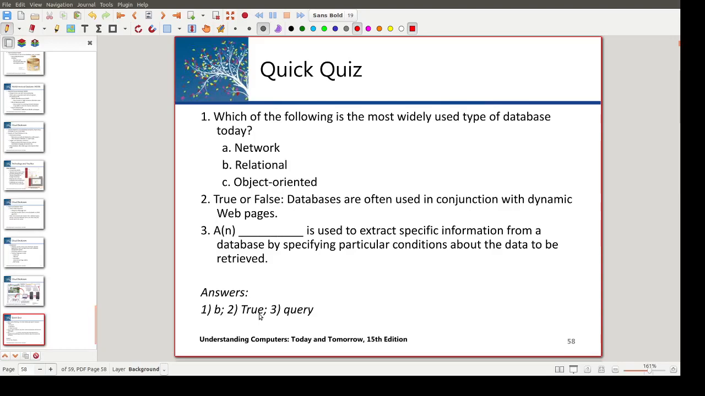Okay, that's it. The last quiz in this lecture. Which of the following is the most widely used database today? Of course, no need to think about this. It is the relational database. You never forget such a thing. True or false? Databases are often used in conjunction with dynamic web pages. Yes, that's true. In the cloud databases, we have seen this in the last example. What is used to extract specific information from a database by specifying particular conditions about the data to be retrieved? This is the query. So the query is used to extract specific information from the database.